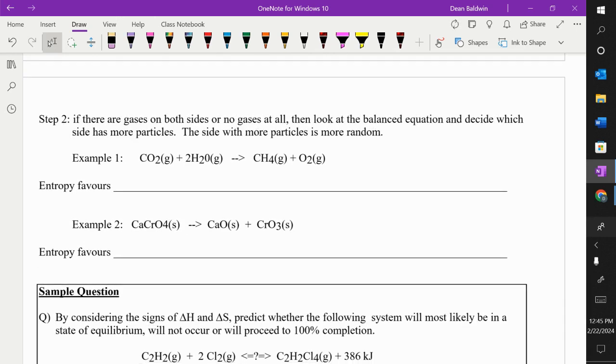All right, what if there's gases on both sides? So we have carbon dioxide and two water molecules in gas phase, going to methane gas and oxygen gas. Which side does entropy favor? It favors the left because there's more molecules. That's exactly it. It favors the reactants because there's three gas molecules, one, two, three, going to two. Three is more random than two. You want more gas molecules. So the reactants are favored because of moles, or molecules, whatever you want to call them.